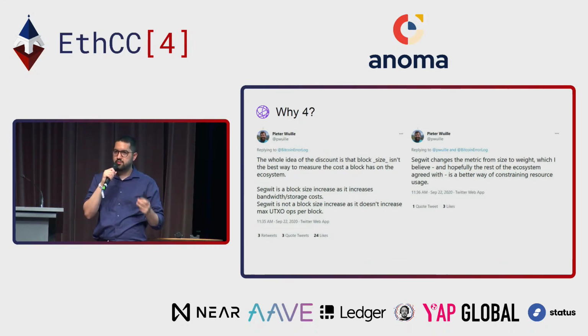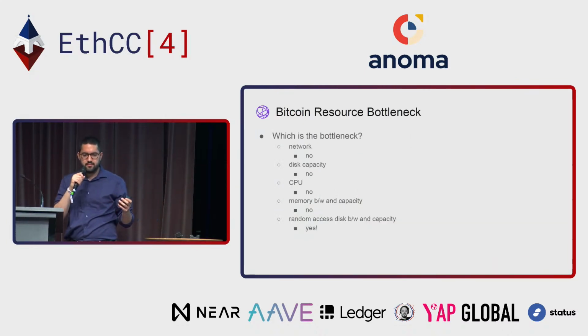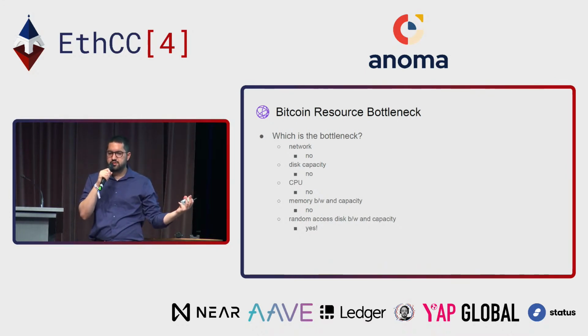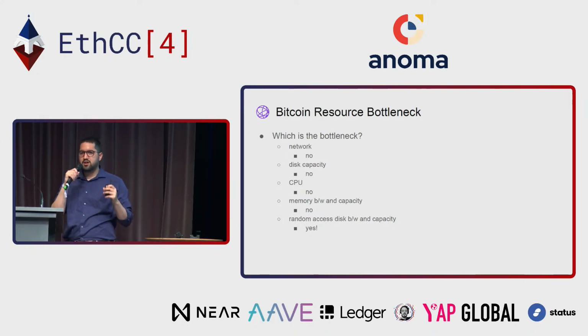This does take up more network bandwidth. It does take up more disk storage for history, but it doesn't increase the rate at which the UTXO set grows. Okay, so why did they do this? The reason is because of what they think, via social consensus and potentially some experimentation, the bottleneck is.